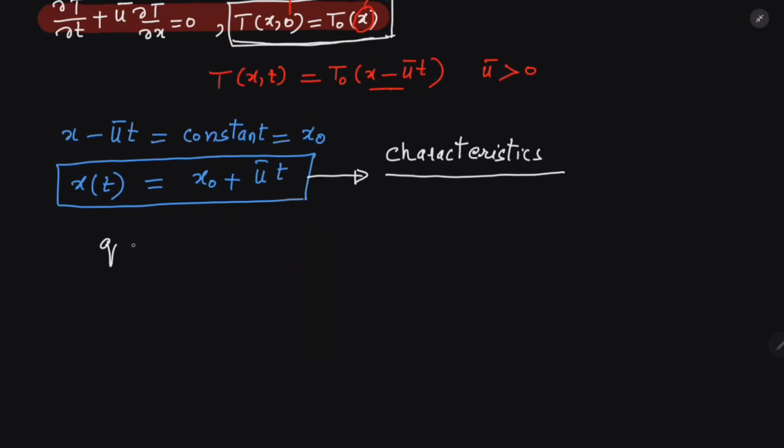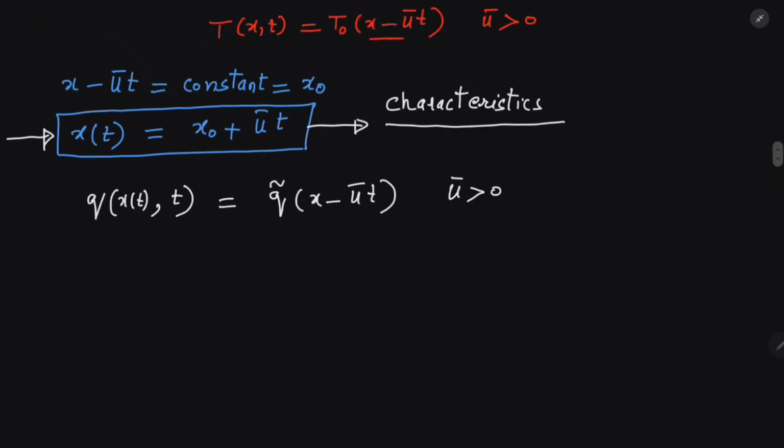Now, Q, which depends on x and t, simply says that your initial profile Q tilde is just translated towards right if u bar is greater than 0. And from this characteristics, we can say that x is a function of t.